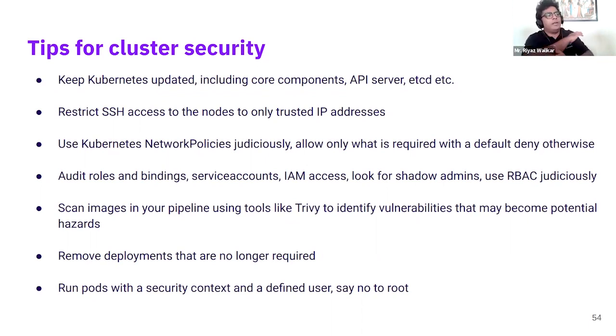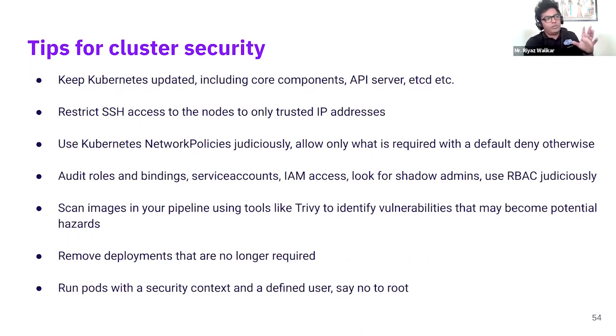Keep your Kubernetes updated, including core components, API server, etcd, etc. Restrict your SSH access. I've seen a lot of folks open SSH to the world on their nodes. Use Kubernetes network policies. Only allow what is required within the cluster itself. Audit the roles and binding service accounts periodically. Take a look at shadow admins if they exist within your cluster.